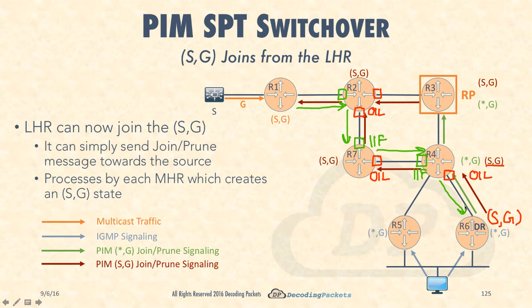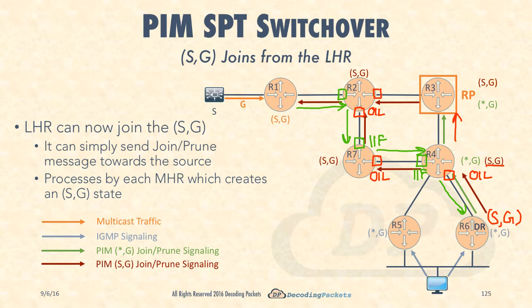So this is completely different from the RPT, which went from R6 to R4 towards R3, and then continued on towards R2 and R1. So depending on the topology, the SPT and the RPT-SPT combination could be radically different.